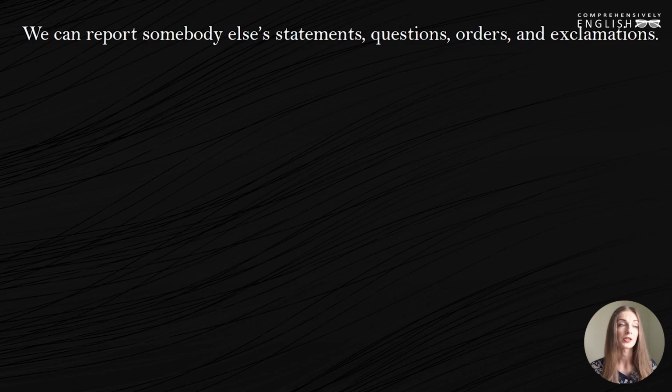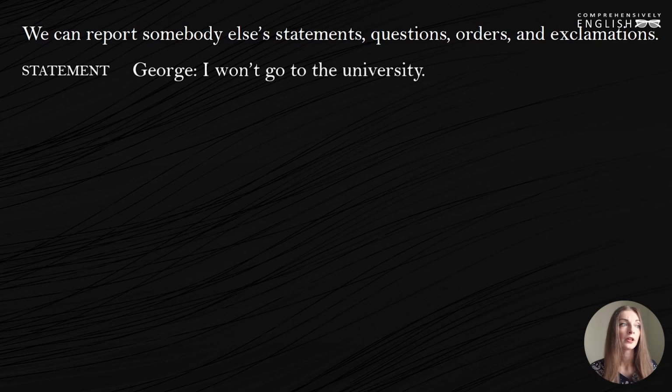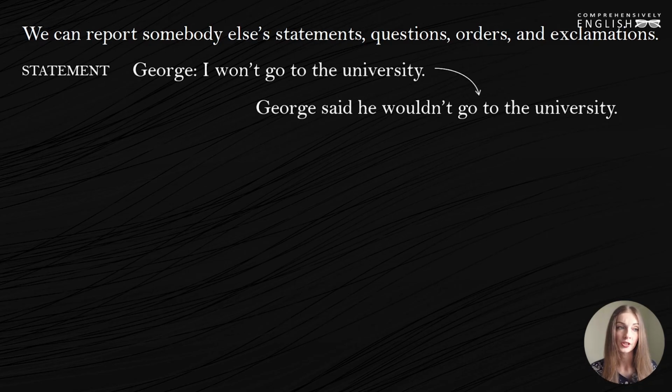We can report somebody else's statements, questions, orders, and exclamations. Let's take a quick look what happens, for example, when we report statements. George: "I won't go to the university." George said he wouldn't go to the university. We change our tenses appropriately. I won't go becomes I wouldn't go. According to the rule of the sequence of tenses, the rest is pretty much the same.